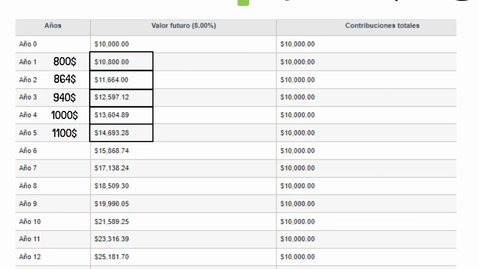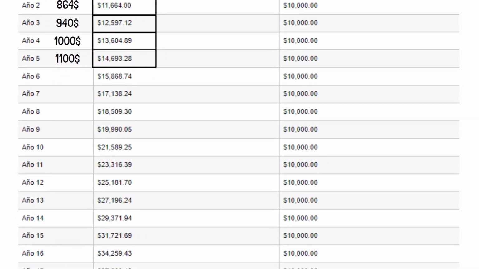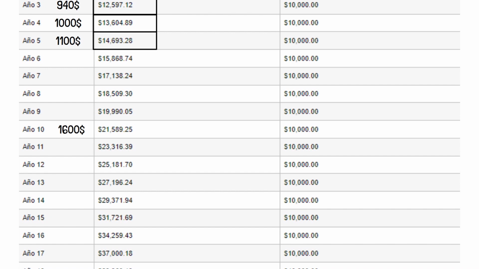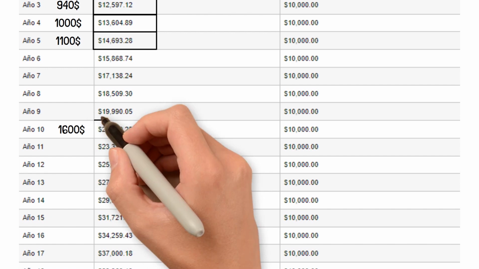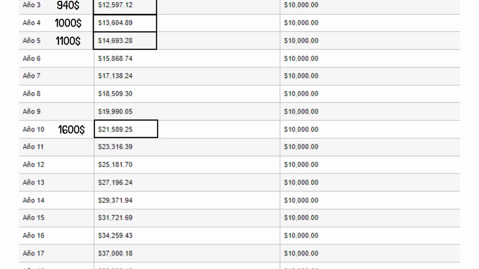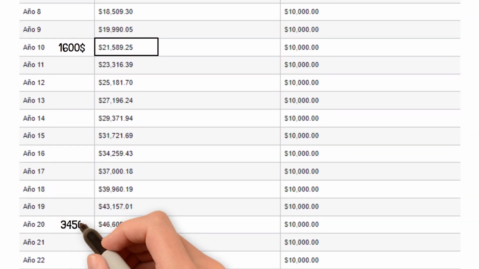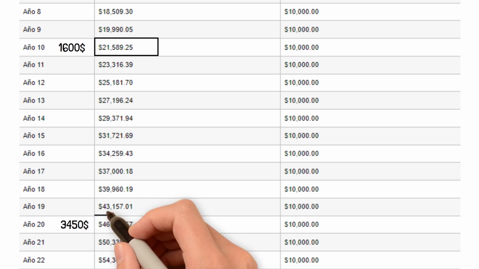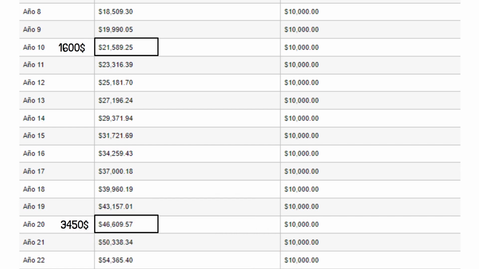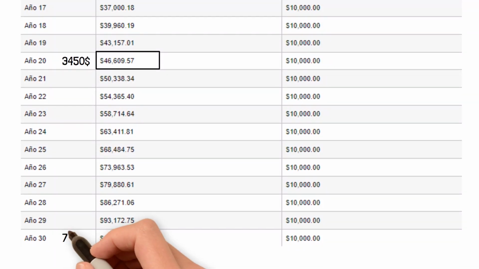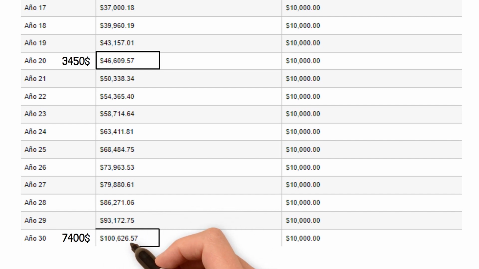As you can see, the interest you earn keeps increasing. 5 years later, it would be $1,600 more than the previous year, and you would have generated a total of $21,589. 10 years later, you would generate about $3,450 in interest, for a total of $46,610. Finally, after 30 years of making our investment, we would have generated $7,400 in interest, almost our initial invested capital, for a total of a little more than $100,000.